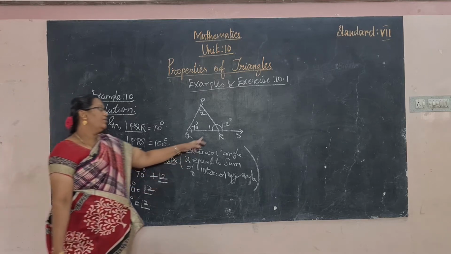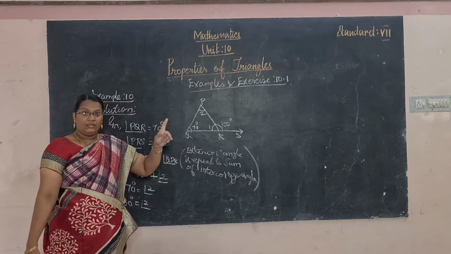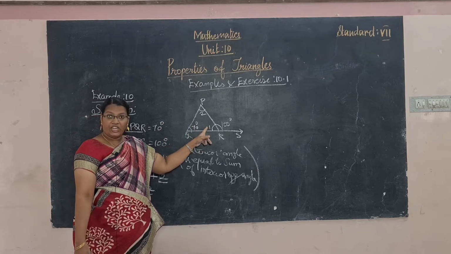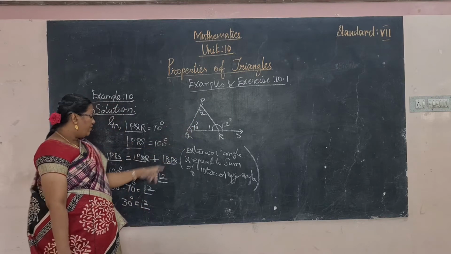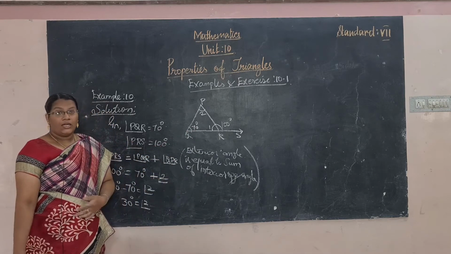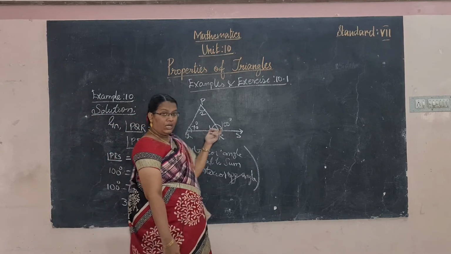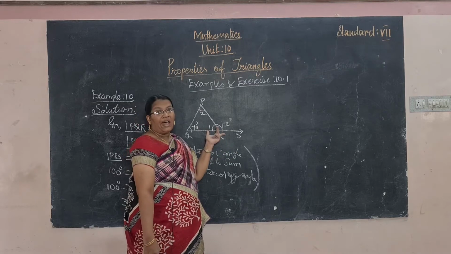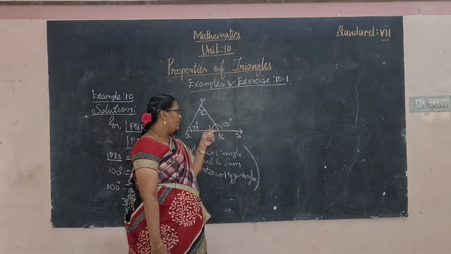Now we have to find angle 1. Here you can use two properties. The first one is that the sum of the 3 angles is 180 degrees. You know that the value of angle 2 is 30 degrees and Q is 70 degrees, so using the sum of 3 angles property you can use that formula. Otherwise, another method is the linear pair. A linear pair has 180 degrees.